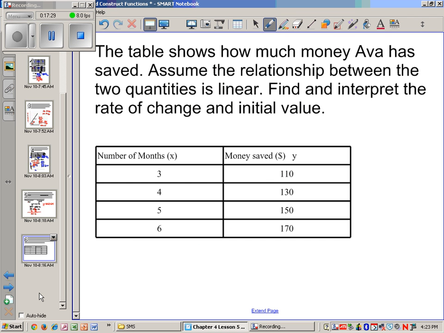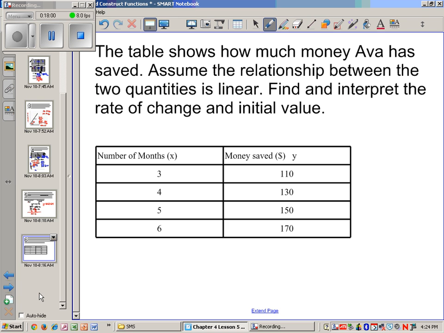Here, our next example, the table shows how much money Ava has saved. Assume the relationship between the two quantities is linear. Once again, straight line. We're going to be using y-intercept, slope-intercept form. Find and interpret the rate of change and initial value. Okay, so now they want us to find the rate, the per unit change, and what she started with when she was saving money. In this one, we are not given the constant rate of change. We have to find that.